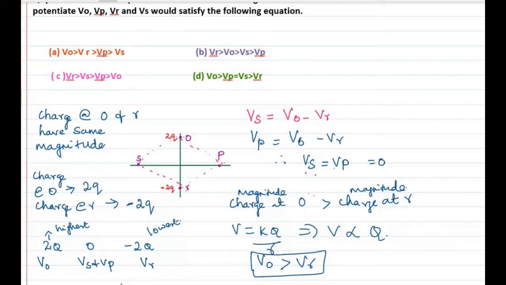From this formula, V is equal to K Q by R, we say potential is directly proportional to the magnitude. Since the magnitude at O is larger, we conclude that VO is greater when compared to R. Then VS and VP are at equal potential.